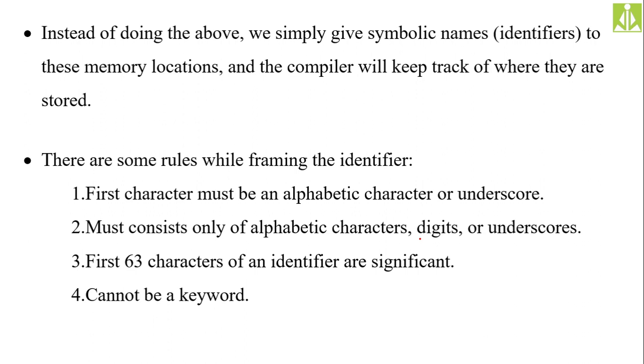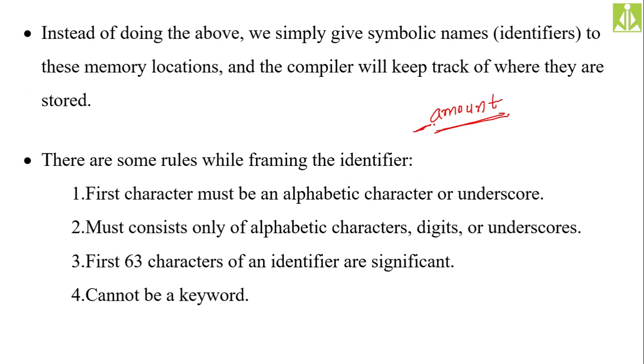There are some rules while framing the identifiers, and what are those rules? The first rule: when you are giving the name, the first character must be an alphabetic character. It cannot be an underscore. Oh, sorry, it cannot be a digit. Let us say I am giving the name as amount, A-M-O-U-N-T. Like this only you have to give. The first character must be either an alphabet or an underscore.